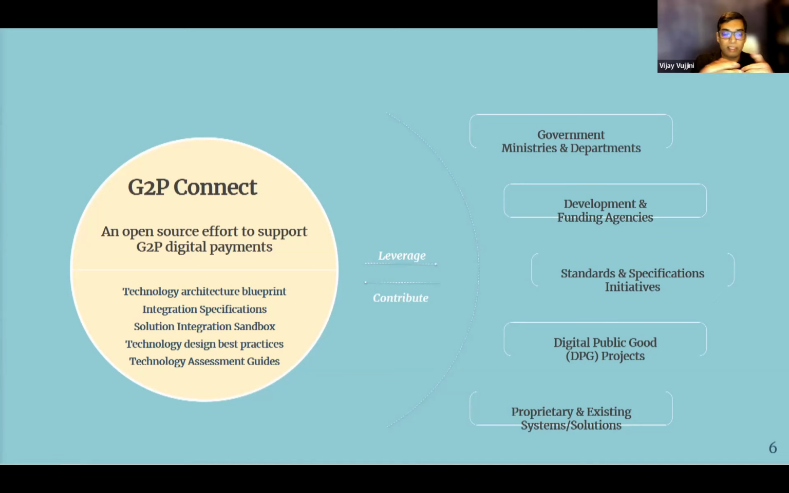We will be talking more about how all these unifications are going to happen with all of these other initiatives as well, to get to this larger objective. G2P Connect is an open source initiative and collaboration. All the stakeholders that we see in the slide will contribute and leverage from this collective, is the thought process and hope. Can you go to the next slide?